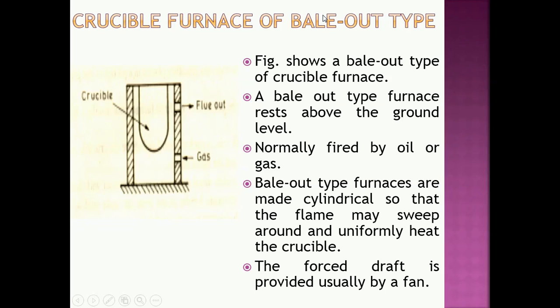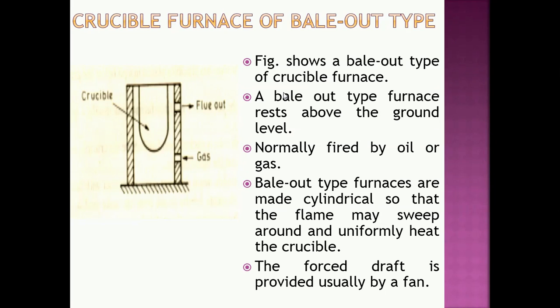A bailout type furnace is raised above the ground level. We have seen the first crucible is below the ground level, but this is above the ground level, normally fired by oil or gas. Bailout type furnaces are made cylindrical so that the flame may sweep around and uniformly hit the crucible. Now through the bottom opening where gas in is written, through this small opening we carry out the firing. After firing, the gases are swirling, meaning they revolve around the surface of the crucible, and that swirling motion of flue gases is called a bailout.